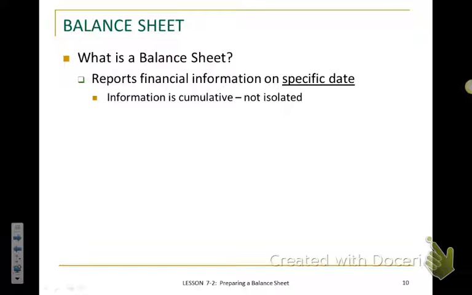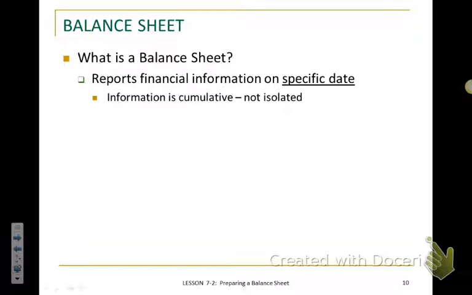Unlike the income statement, which is for a period of time, the balance sheet is as of a specific date. It's cumulative information. It is not isolated to a period of time. So for instance, when you earn revenue, you report your revenue from January 1st to December 31st. And then you do a tax return, right? And at the beginning of next January, do you continue to add up the money that you earned from the previous year, or do you start at zero again? You start at zero, okay?